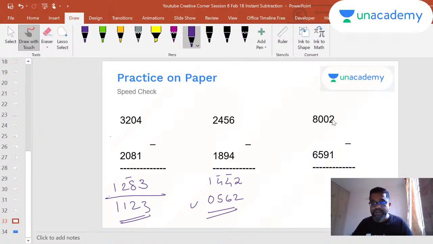8002 minus 6591. 2 minus 1 is a 1, bar 9, right? Because 9 minus 0, 5 minus 0 is a bar 5, and 8 minus 6 is a 2. Now I will apply the sutra again here. So this becomes 1 less than this. 9 minus 5 is a 4. 10 minus 9 is a 1 and 1. So this is my answer.